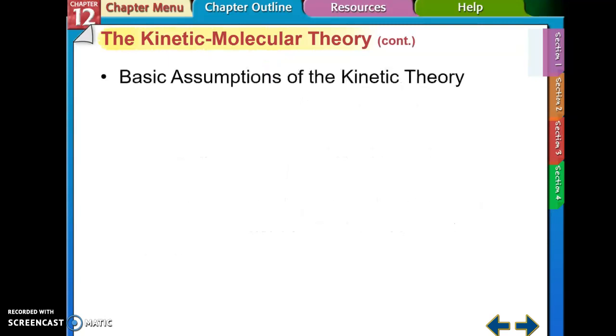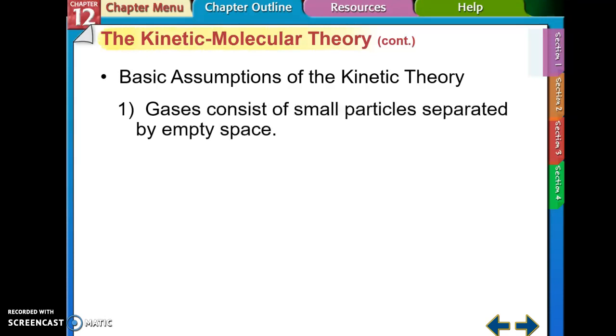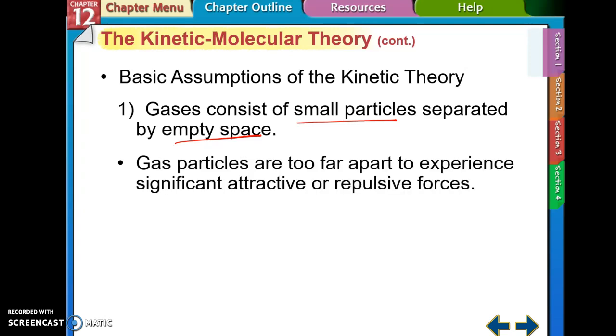There are 3 basic assumptions of the kinetic molecular theory, and you will need to know these 3. The first assumption is that gases consist of small particles separated by empty space. Remember, Aristotle said empty space couldn't exist. Democritus said, yeah, it can. And later on in the 1800s, we proved that empty space could exist through scientific experiments.